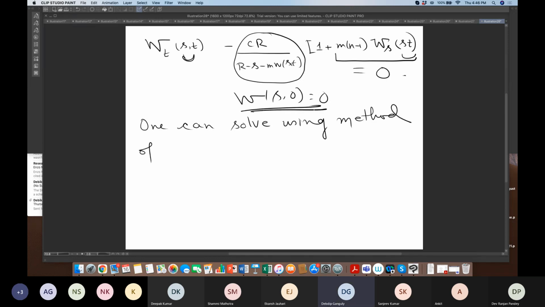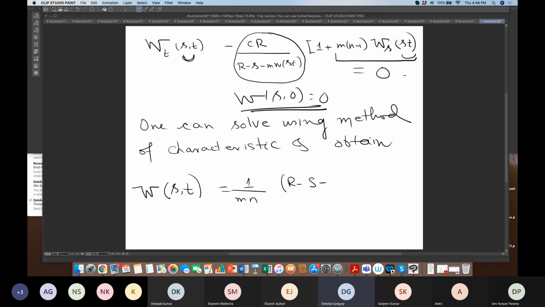And life is easy because this is 0. You remember u of x comma 0 is g of x. Now g is 0, so it's very easy. Method of characteristics, and obtain ws of t is equal to this. You can check that nothing is difficult. It's not at all difficult. Okay, you can see this is the solution.